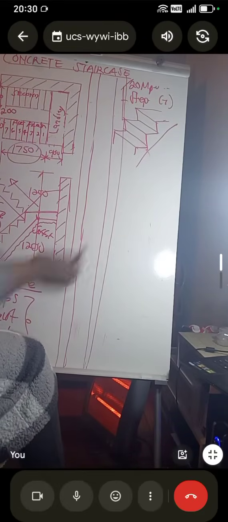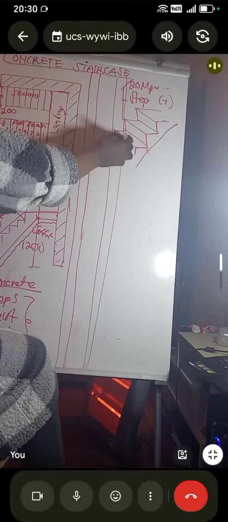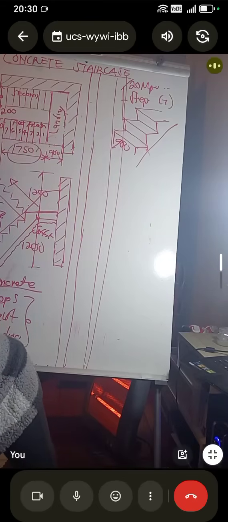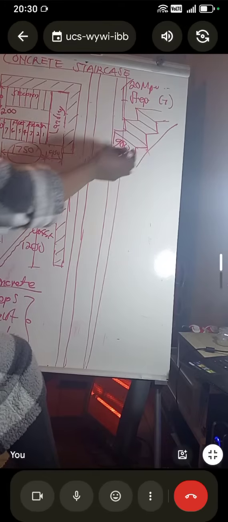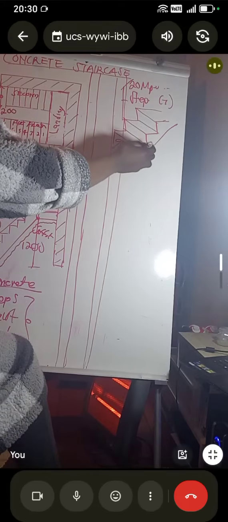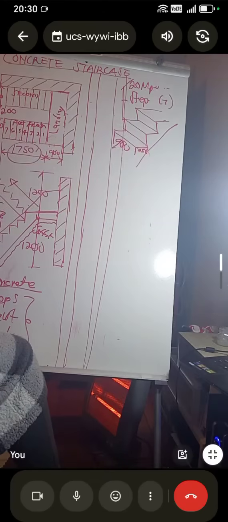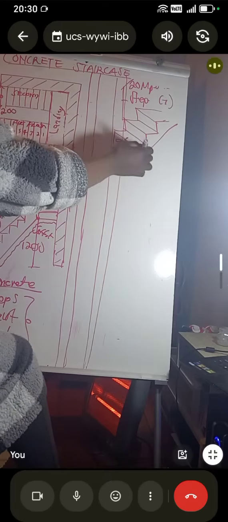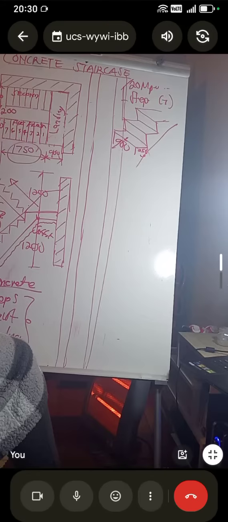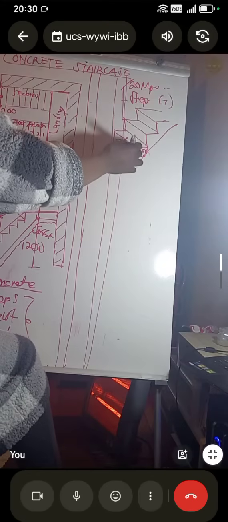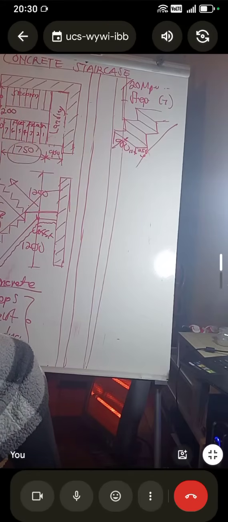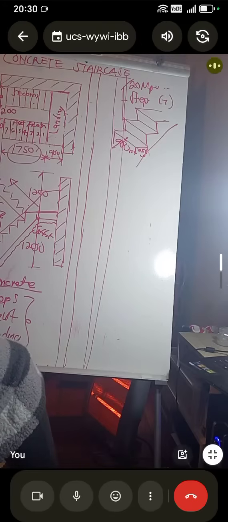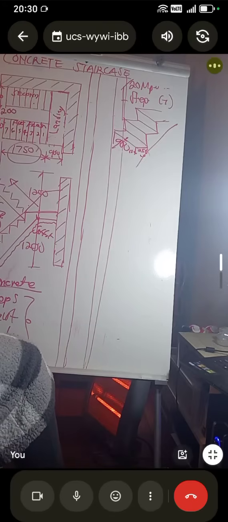Yes, sir. Good. So here you have 900. The 900 that you see there is this one. And then you have the going here, which is 250 again. So that means you have the length and the width. And the height is what? 150 again. Yes, sir. These things, this and this, are equal on the first floor and the second floor. So what do you do?